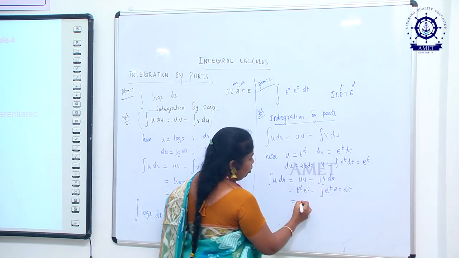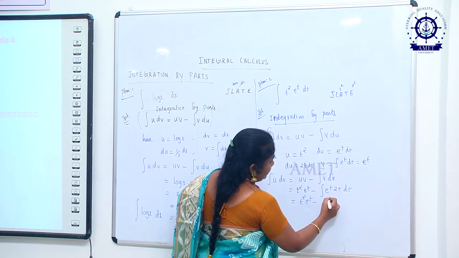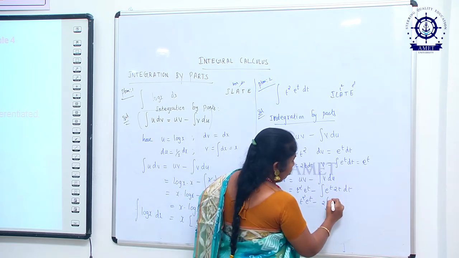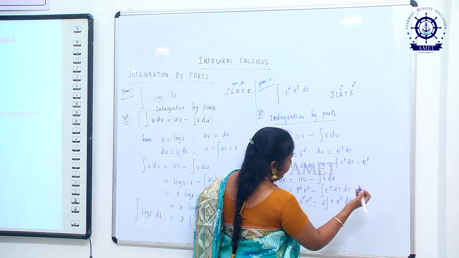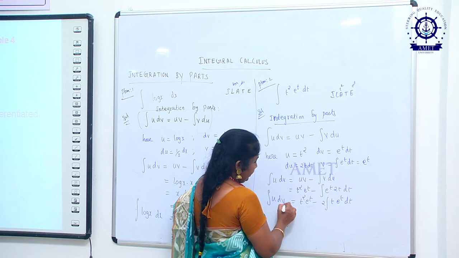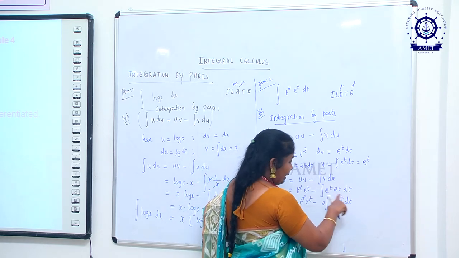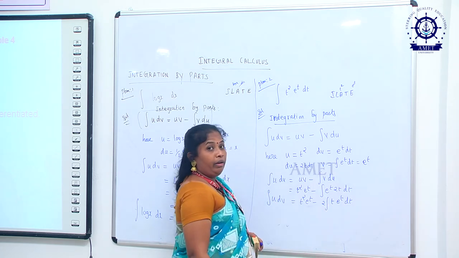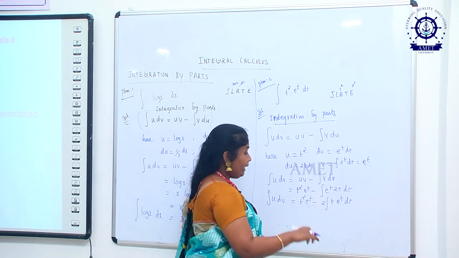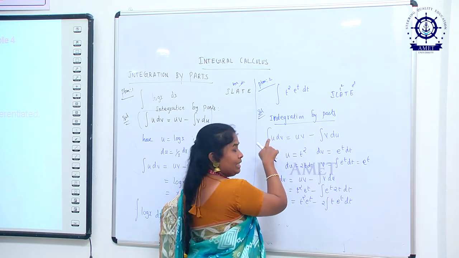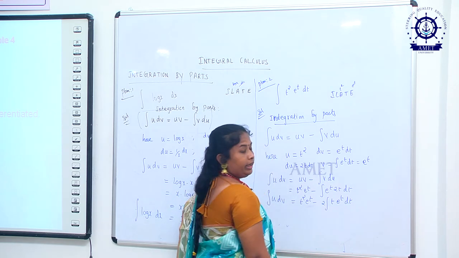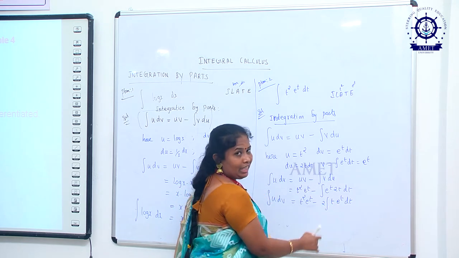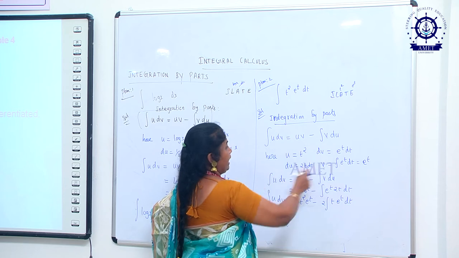dt. So t square e power t minus integral, 2 is a constant so you take it outside, 2 into t into e power t dt. It is the u dv answer, but again at the final step a product of two different functions appears. So again we can use the integration by parts formula here.